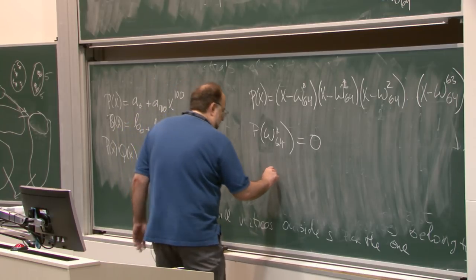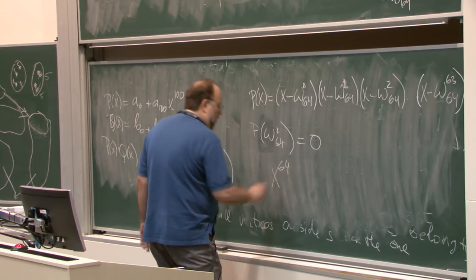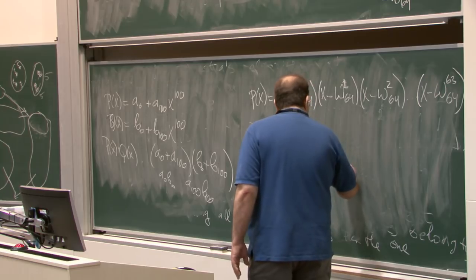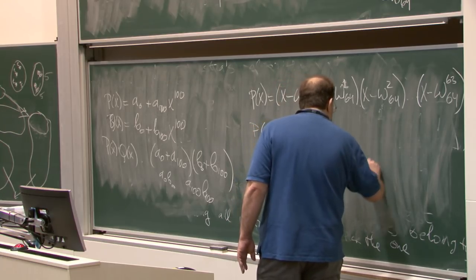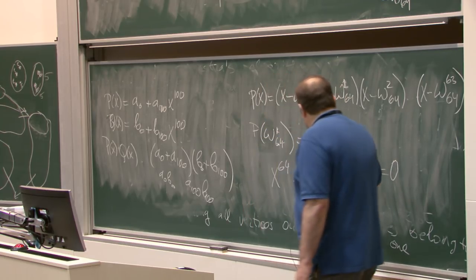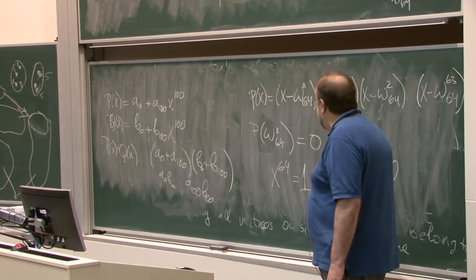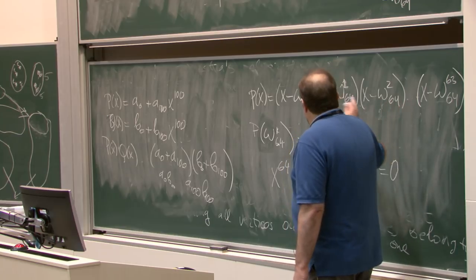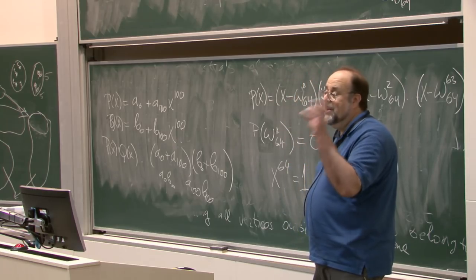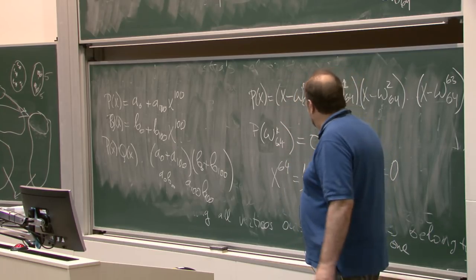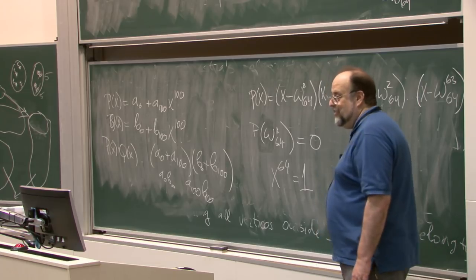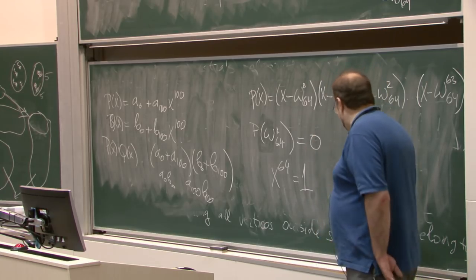Exactly. So x to the power 64 is equal to 1, right? Which means x to the power 64 minus 1 is equal to 0. So what are the roots of this polynomial? Precisely the roots of unity. So if two polynomials have exactly the same roots, they can differ only by a multiplicative constant, right? What is the leading coefficient of this polynomial? 1. What's the leading coefficient of this polynomial? 1. So that's your guy.